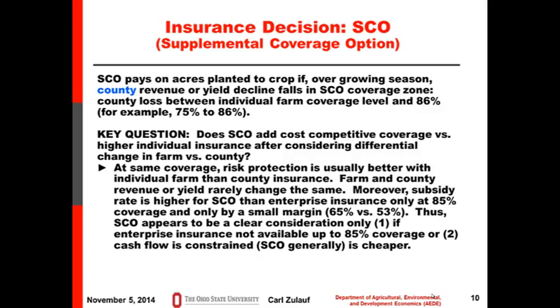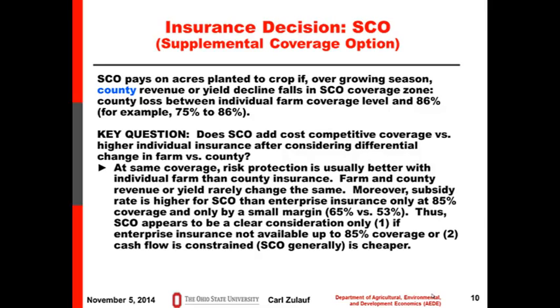In many counties in this country, particularly many counties west of the Mississippi River, you do not have access to 85% or 80% enterprise insurance. In that case, the only way that I can get to 86% coverage is to buy SCO. It seems to me you confront a very different decision. You're facing a very different decision complex if you have access to enterprise insurance at 85% and if you don't have access to enterprise insurance at 85%.